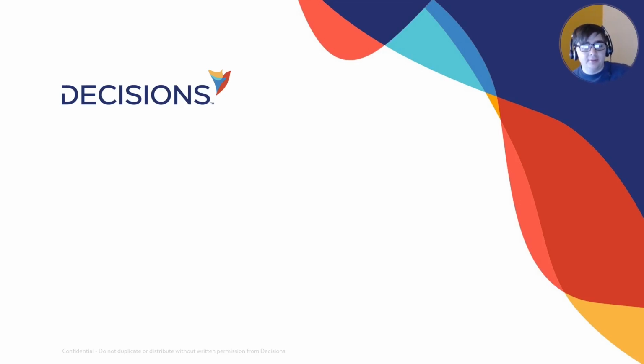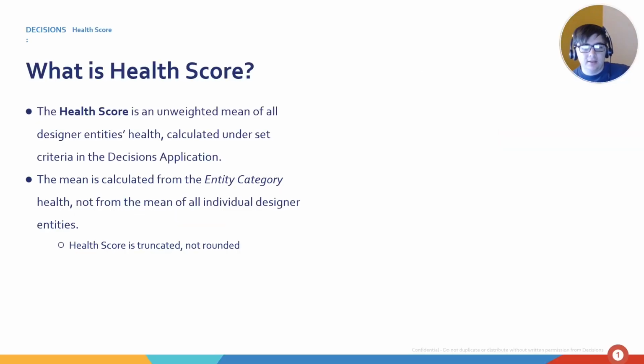Today we are going to be discussing the Project Health Score. So, what is it? The Project Health Score is a new feature that was introduced in Decisions version 9 going forward. It's an unweighted mean of all of the designer entity's health calculated under set criteria in the Decisions application. This Project Health Score is a numerical indicator of how healthy your project is as a whole.